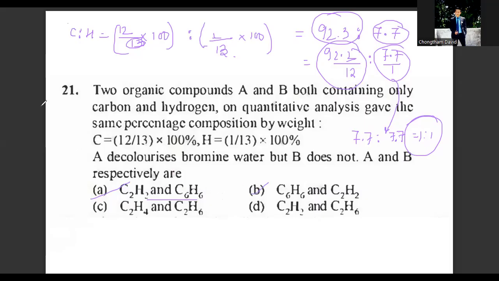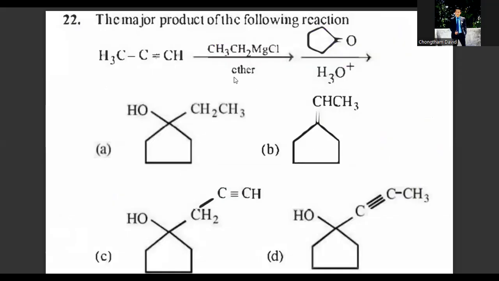There's two correct answer. Let's see question number 22. The major product of the following reaction. See, when this reaction takes place, it's interesting to note that this alkyl part from Grignard reagent will now pair up with this hydrogen and it will leave as alkene, thereby giving you this intermediate. The leftover part will be, let's write here, CH3.